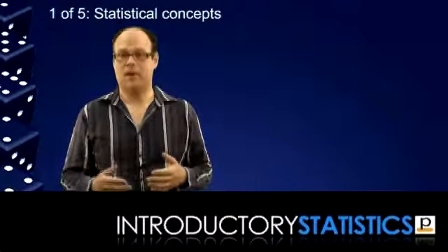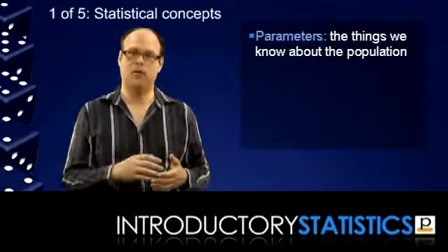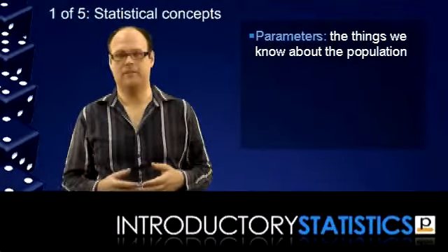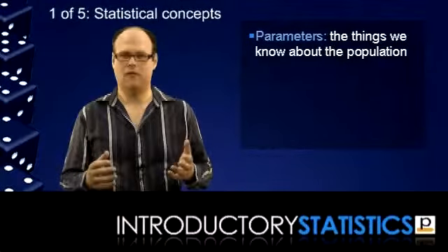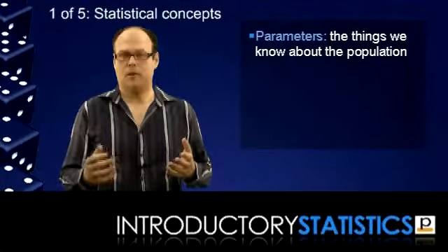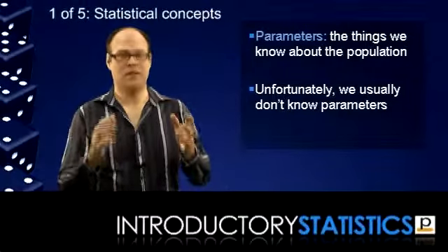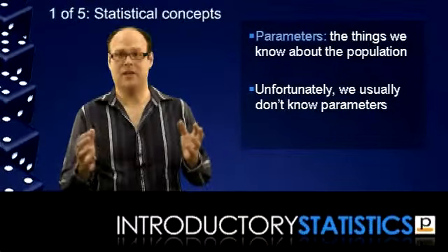The things that he does know about it, we call them parameters. So the idea is Bob wants to know the parameters of his population. But if you think about it, and this is kind of the whole idea behind statistics, Bob's probably not going to know that many parameters because the population is too big. It's too big to look at and analyse and know anything about.